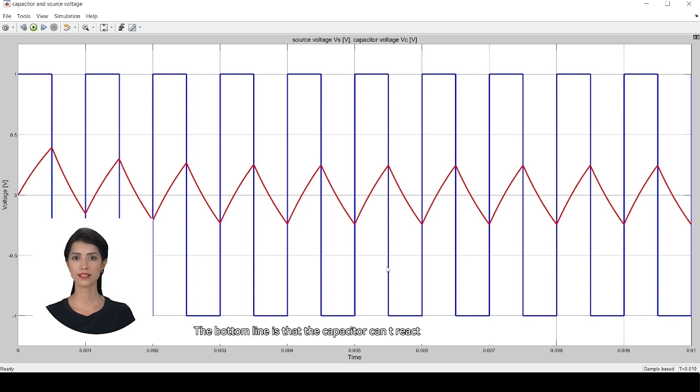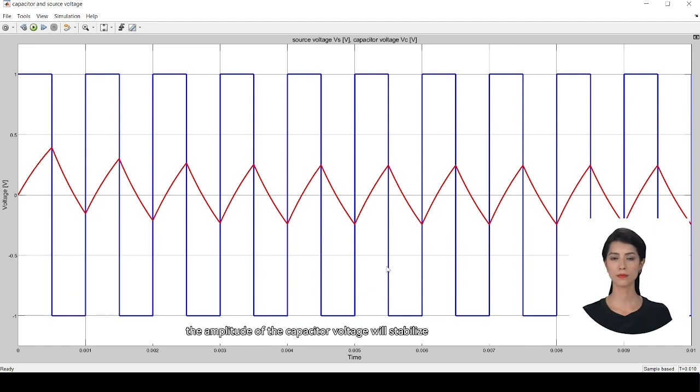The bottom line is that the capacitor can't react quickly enough, so the amplitude of the capacitor voltage ends up being much smaller than that of the source voltage. It's no surprise that if we push the frequency even higher, the amplitude would shrink even more. This really underscores the importance of the time constant. You need to compare it with the period of the alternating signal to understand how the capacitor will behave.